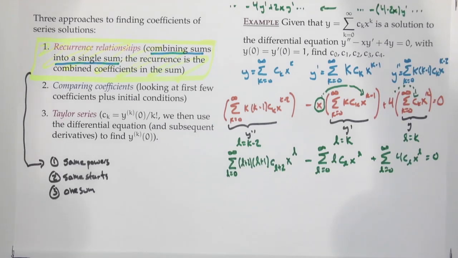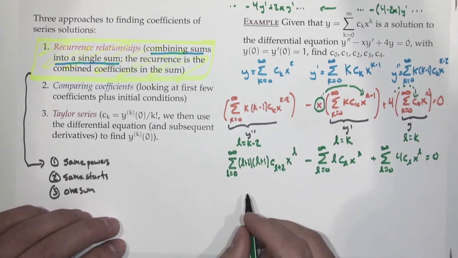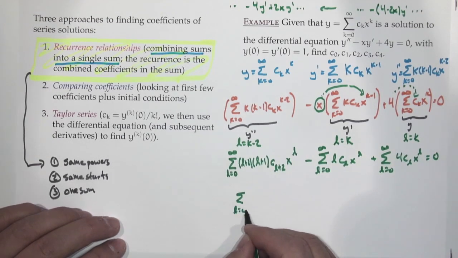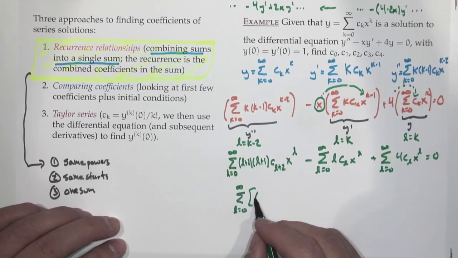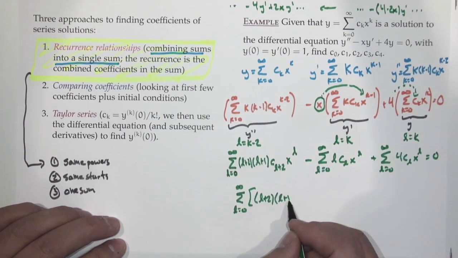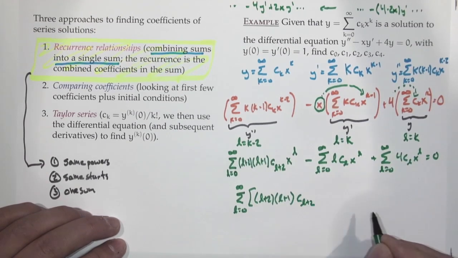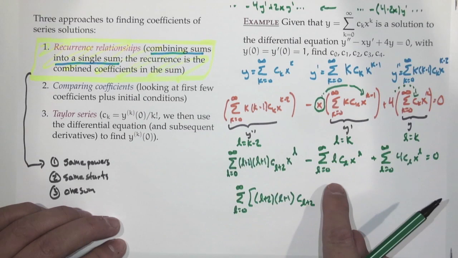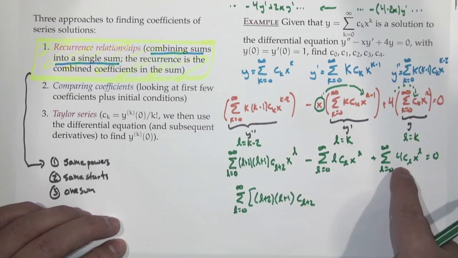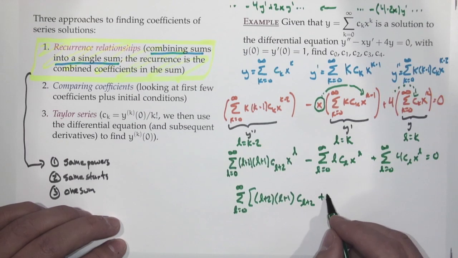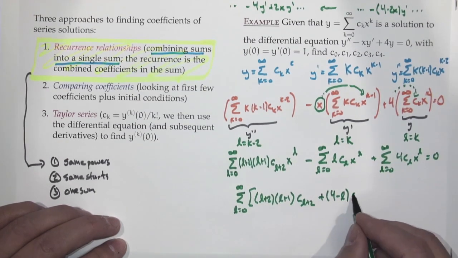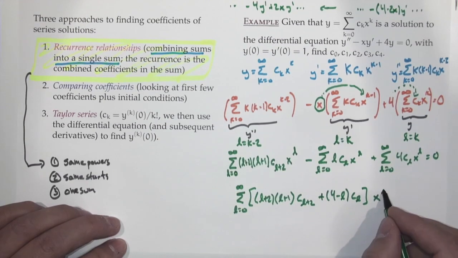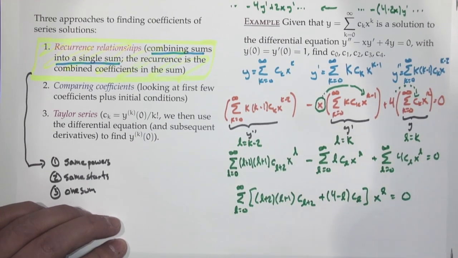All right. Well, what's the third thing? We see they have the same powers. We see they have the same starts. Now what? Yeah, one sum. So the sum, l equals 0 to infinity of l plus 2, l plus 1, c_(l plus 2). Now here, I see I have an l c_l and a 4 c_l, so I can actually put these together as 4 minus l, c_l, and x to the l. If you didn't put them together, that would be fine as well.